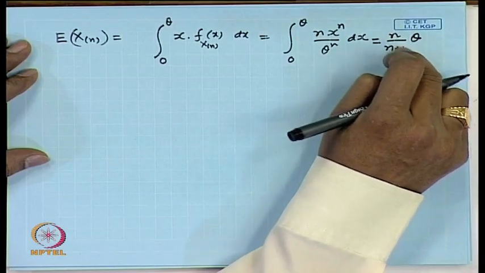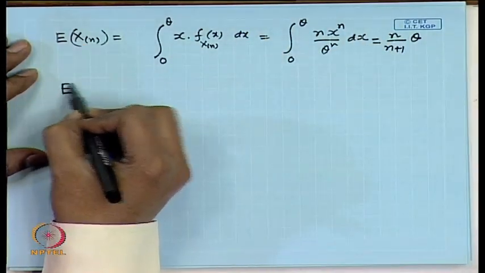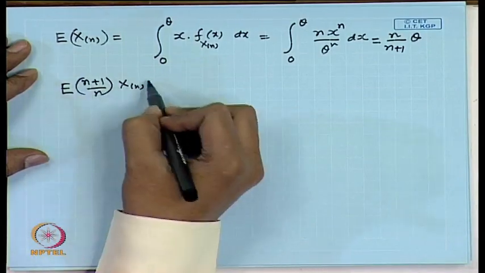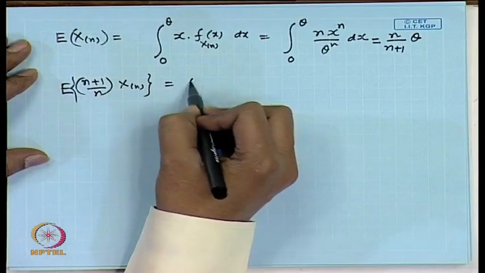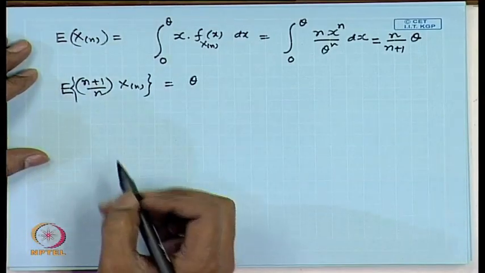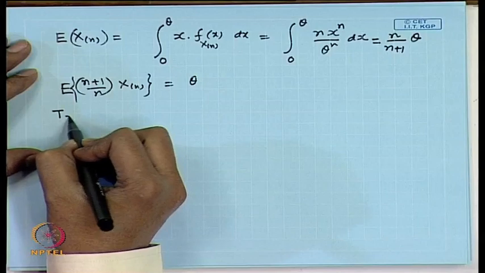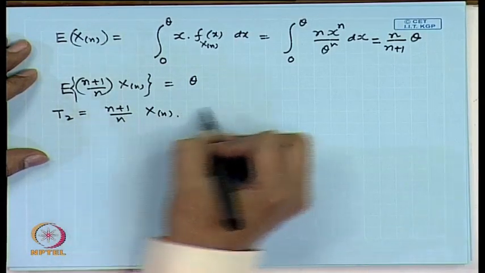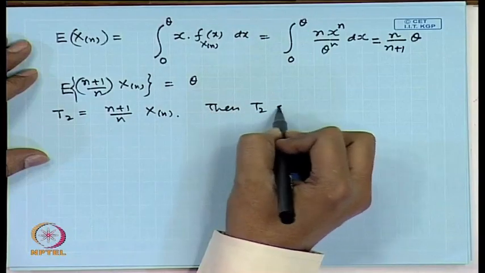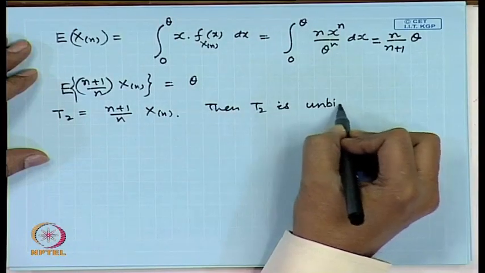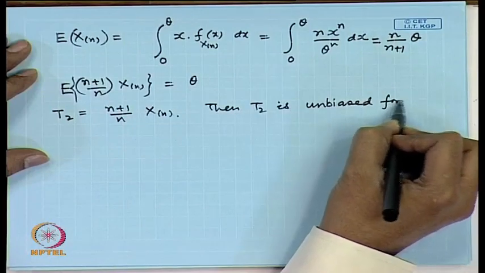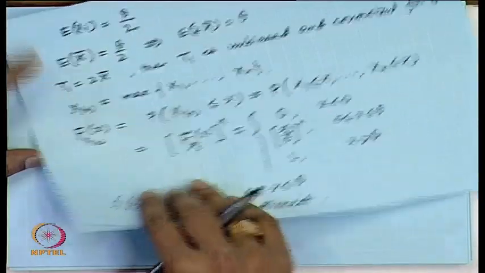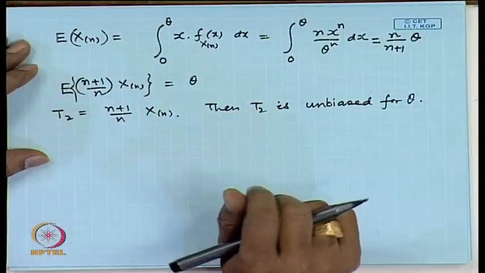If I adjust this n by n plus 1 on the left hand side, I get this is equal to theta. So, if I use the notation T 2 as n plus 1 by n X_(n), then T 2 is unbiased. We had obtained estimator T 1 as 2 x bar, which is unbiased, and now I have obtained T 2.